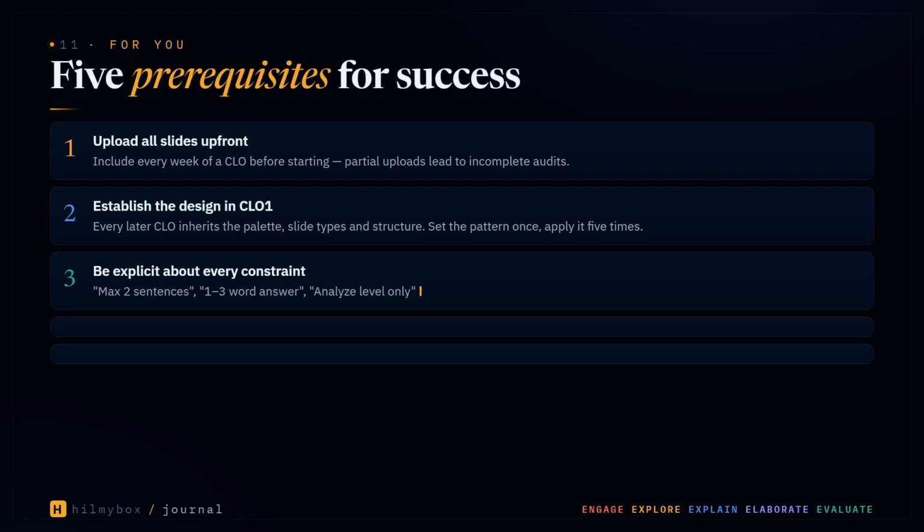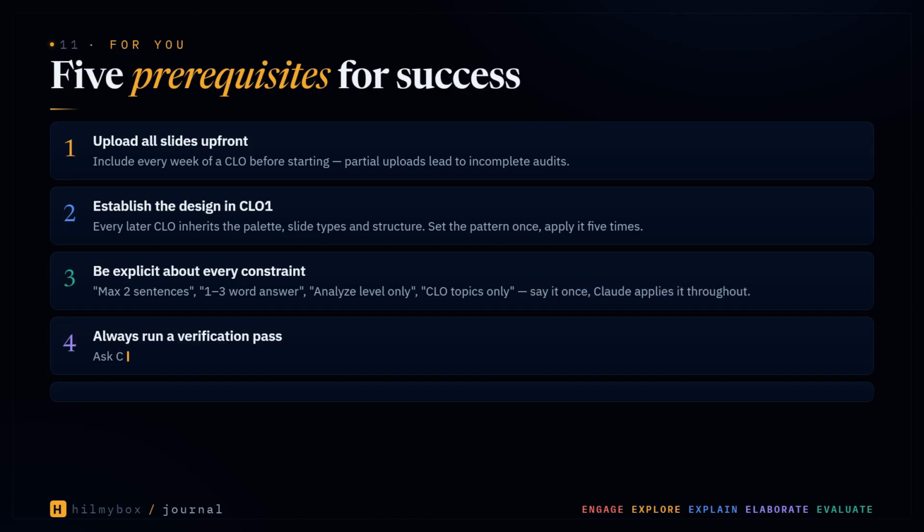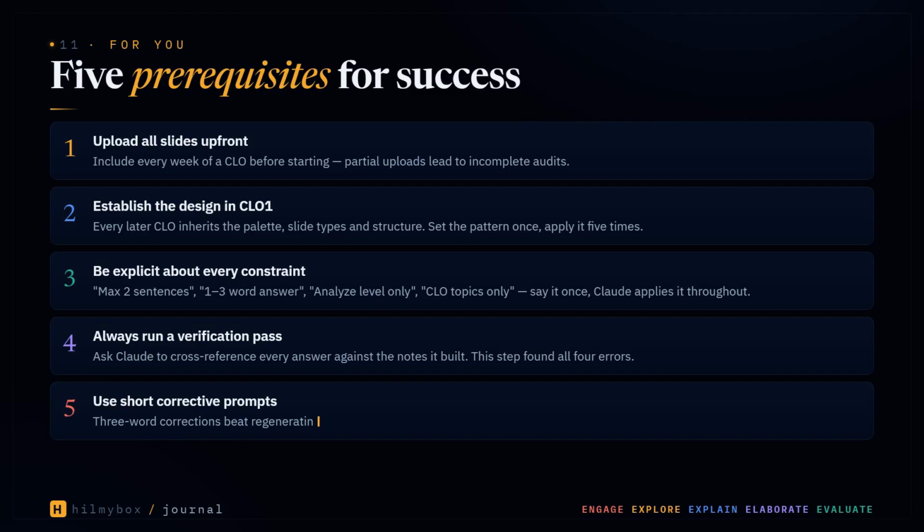3. Be explicit about every constraint. Max 2 sentences, a 1 to 3 word answer, analyze level only, CLO topics only, say it once, and Claude applies it throughout. 4. Always run a verification pass. Ask Claude to cross-reference every answer against the notes it built. This step found all 4 errors. And 5. Use short corrective prompts. 3-word corrections beat regenerating from scratch because Claude holds all the context.